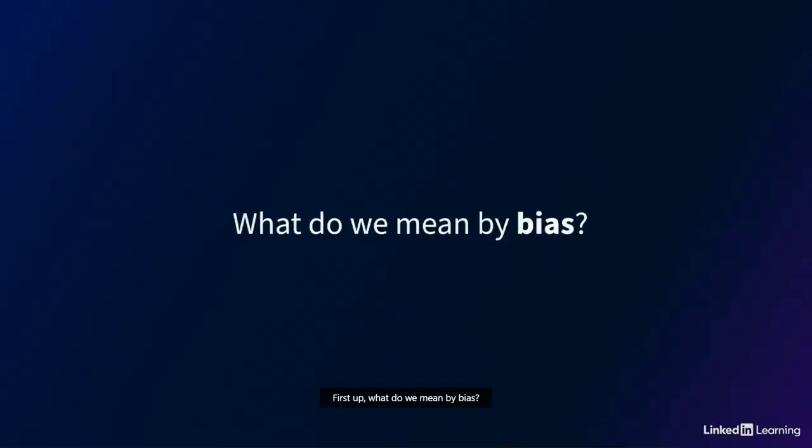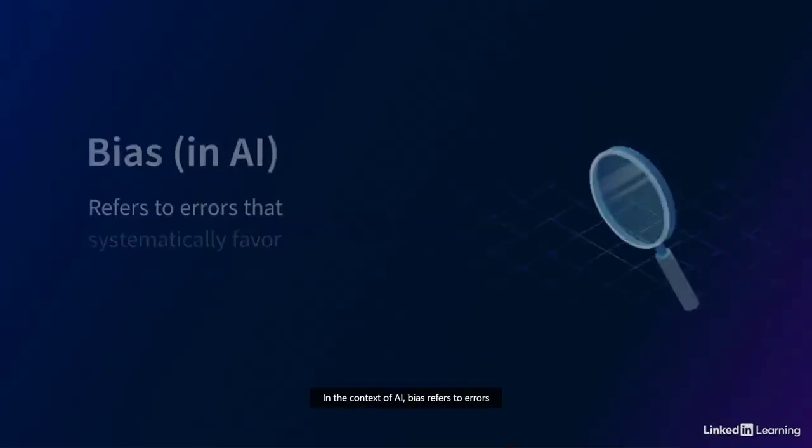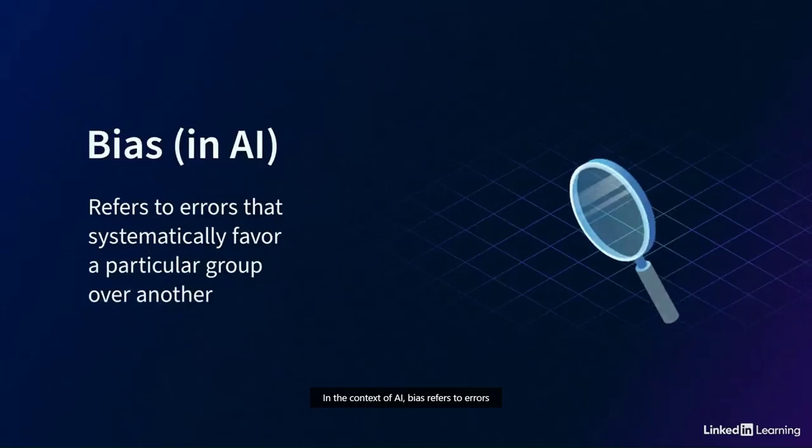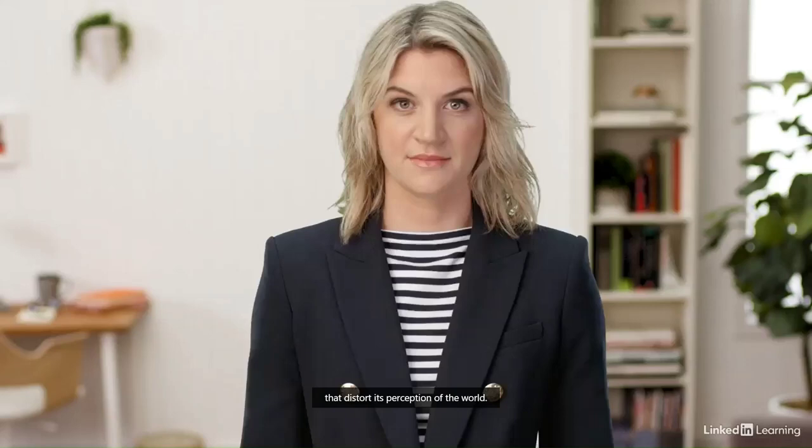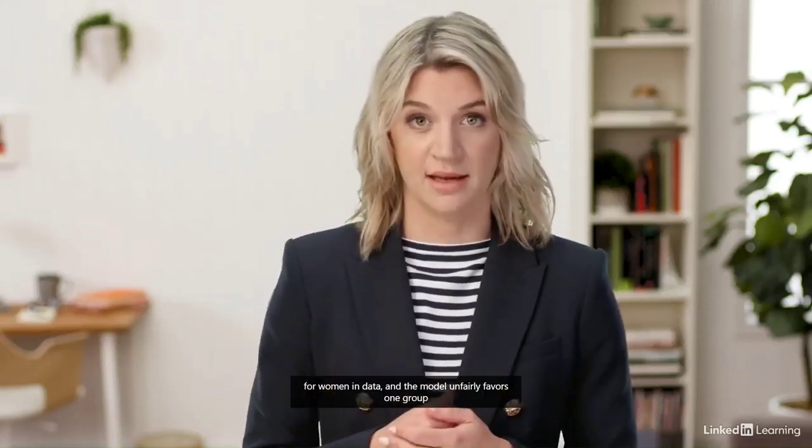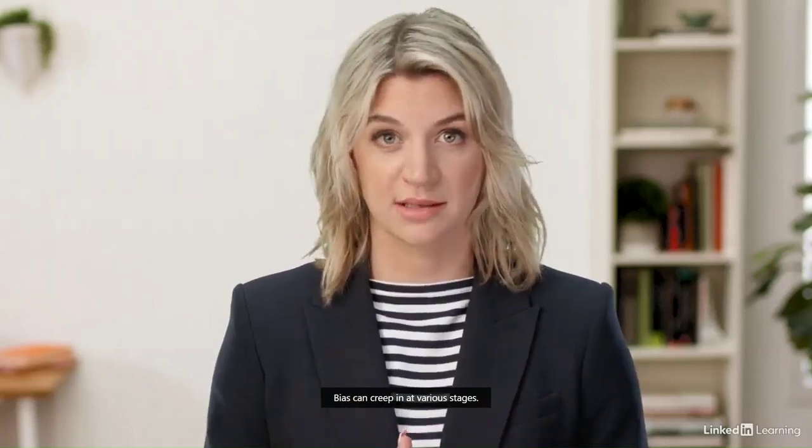First up, what do we mean by bias? In the context of AI, bias refers to errors that systematically favor a particular group over another. It's like your algorithm wearing tinted glasses that distort its perception of the world. So, if you're working on a recruitment tool for women in data, and the model unfairly favors one group of people, that's bias, and it can have real-world repercussions.